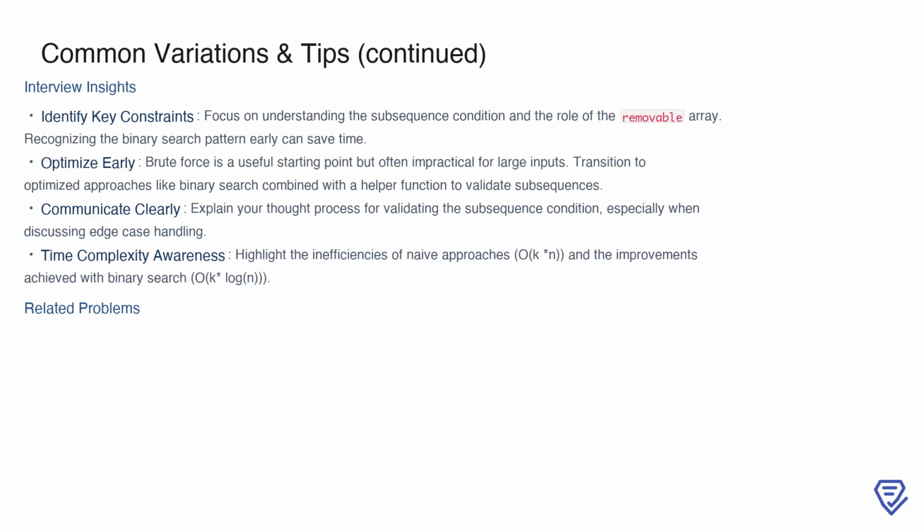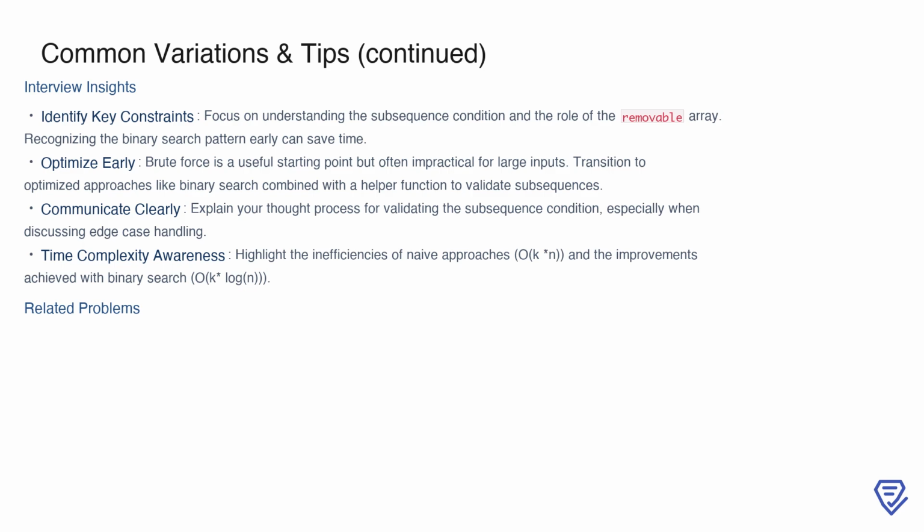When approaching this problem in an interview setting, it's crucial to identify the key constraints early on. Understanding the relationship between the subsequence condition and the removable array is vital, as it helps you recognize that binary search is the optimal approach here. While brute force solutions can be a helpful starting point for brainstorming, they're not practical for large inputs. Transitioning to an optimized approach, such as binary search combined with a helper function to validate subsequences, will save valuable time.